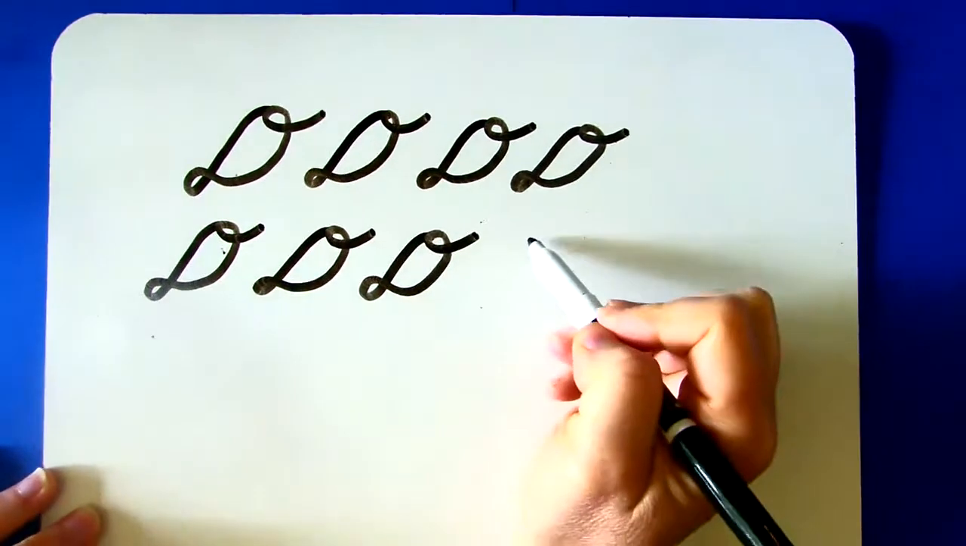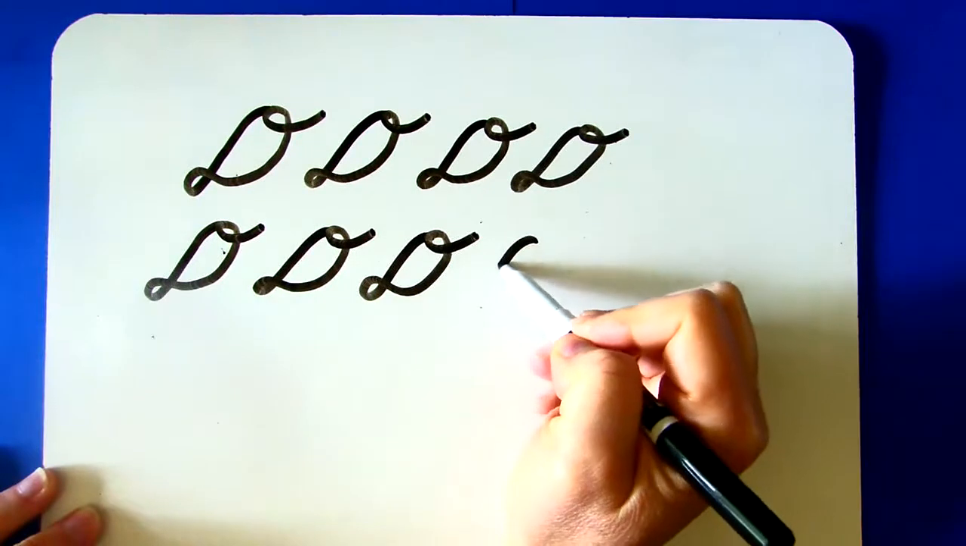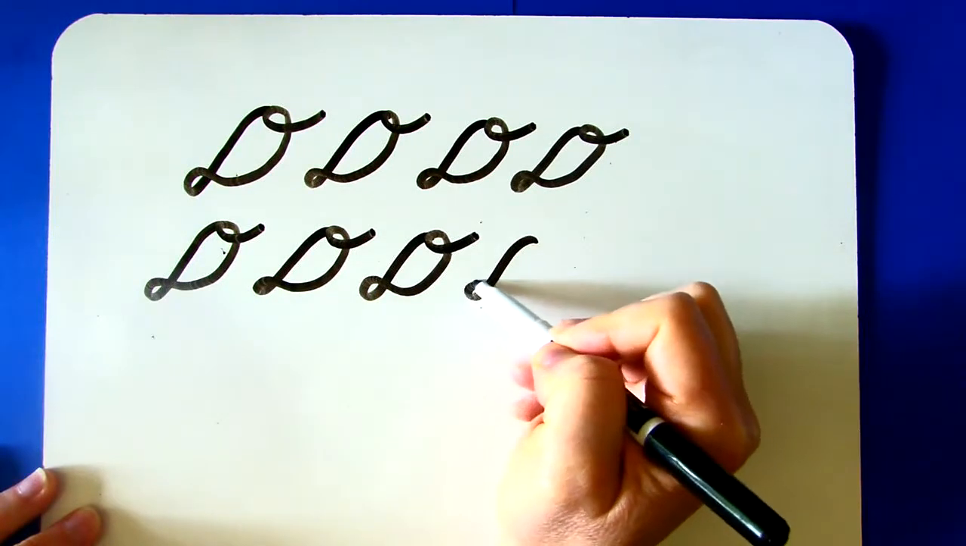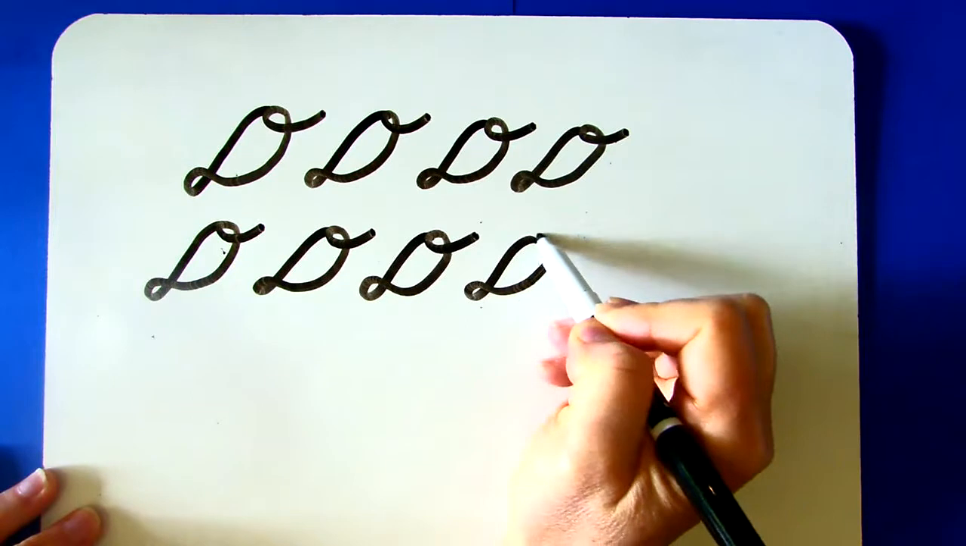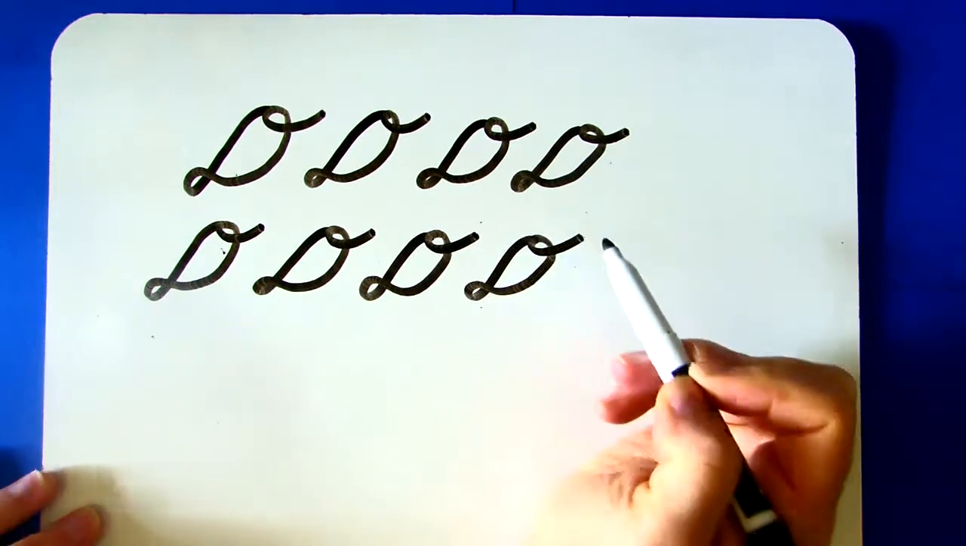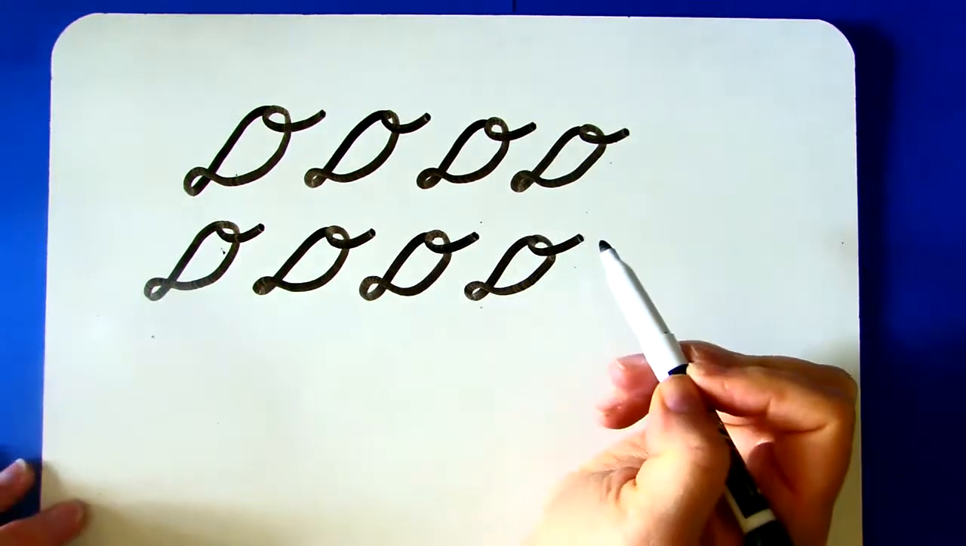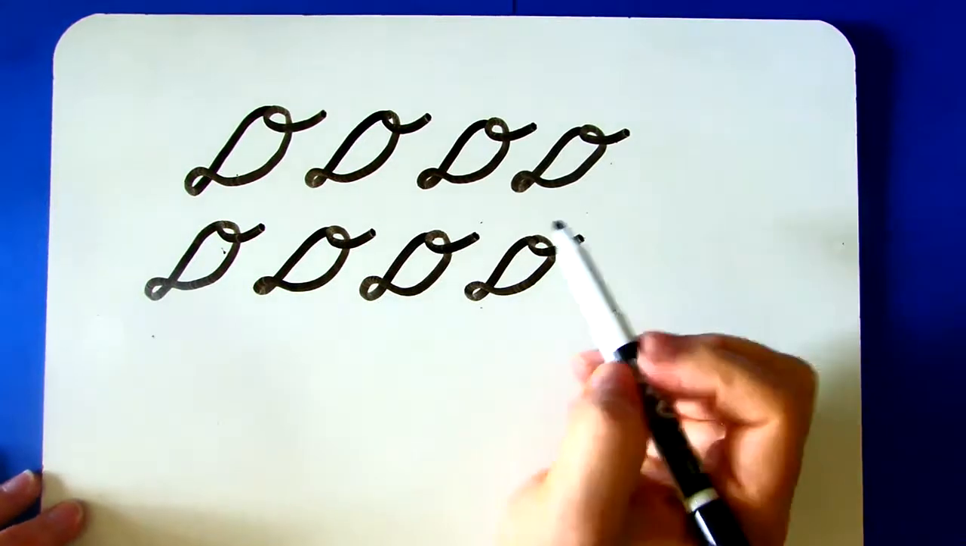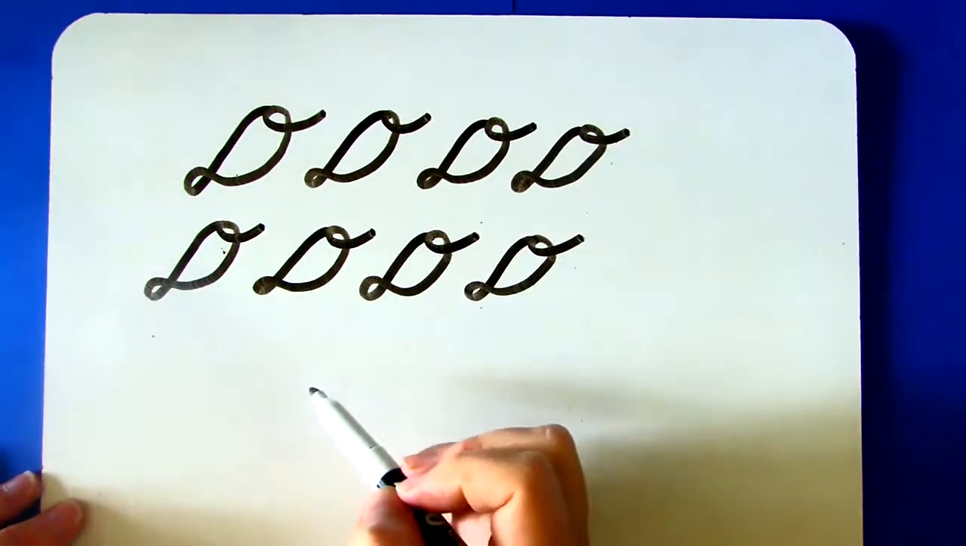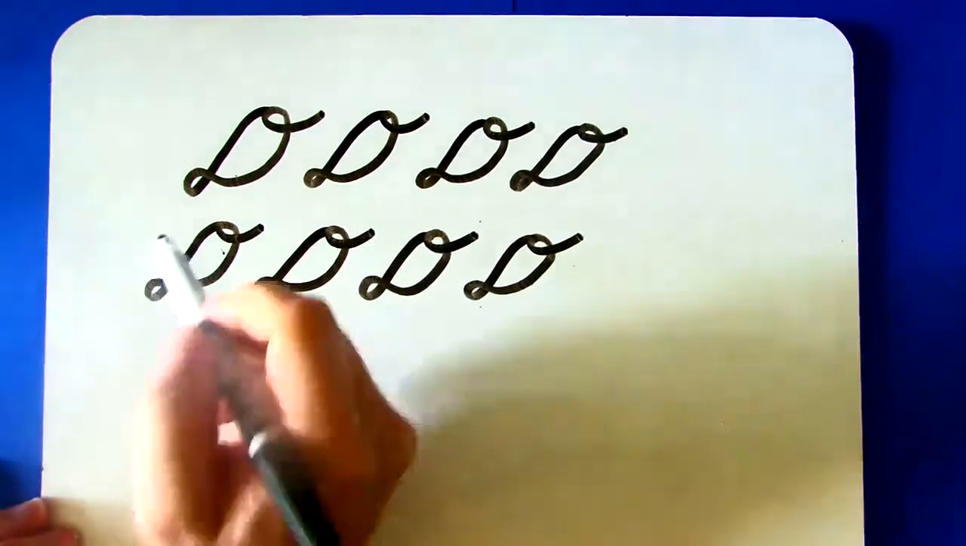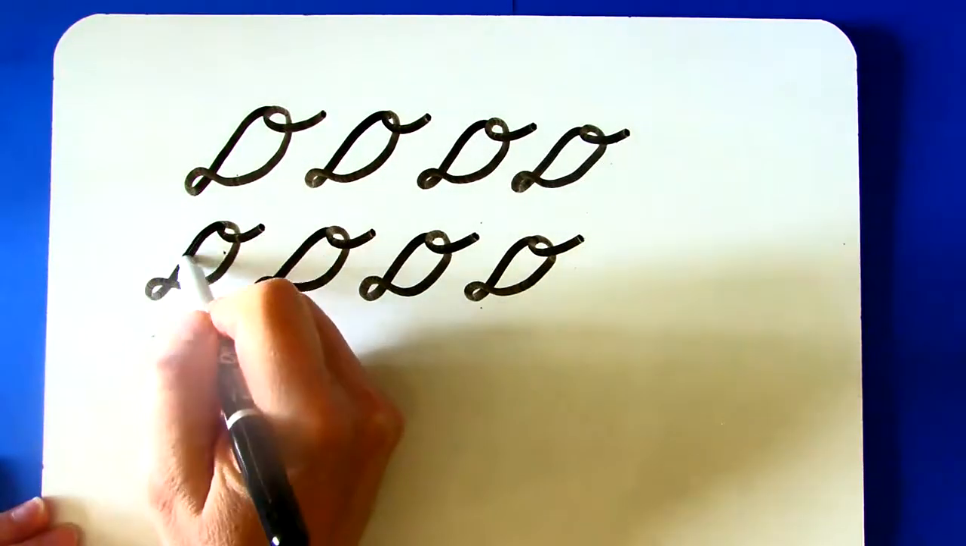Watch again, I'll go really slow. Down, loop, up and over, loop, tail. Once you get the hang of this, it's easy to do. The best way to practice this particular letter, boys and girls, is tracing the ones on your paper.